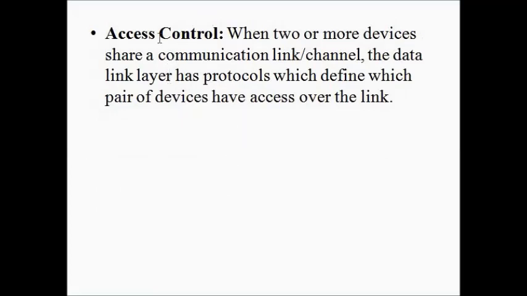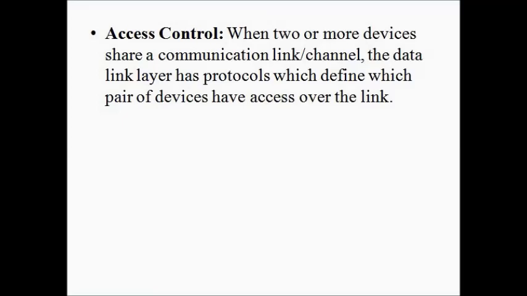Then another function is access control. So we know that when a single communication link is shared by two or more devices, it is called a multi-point connection. Okay. So in case of a multi-point connection, where a single communication link is shared by multiple devices, the data link layer provides certain protocols, certain guidelines to determine which pair of devices, which is the sender and which is the receiver, have access over the given communication link. Okay, so which device pair has access over the link is determined by the data link layer in case of a multi-point connection when more than two devices share a single communication link. That is the access control, which is done by the data link layer.